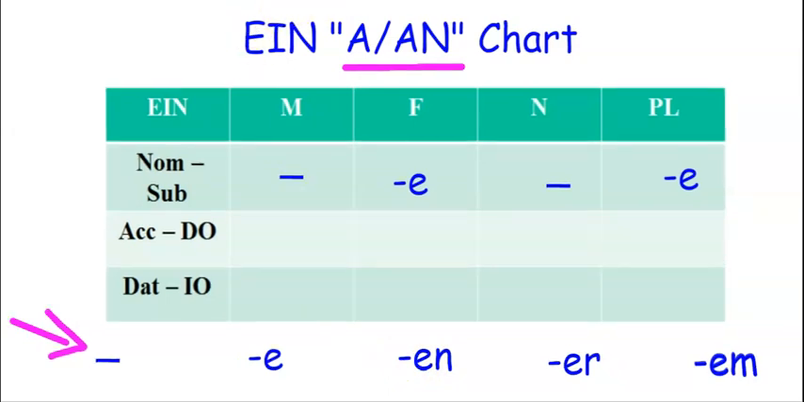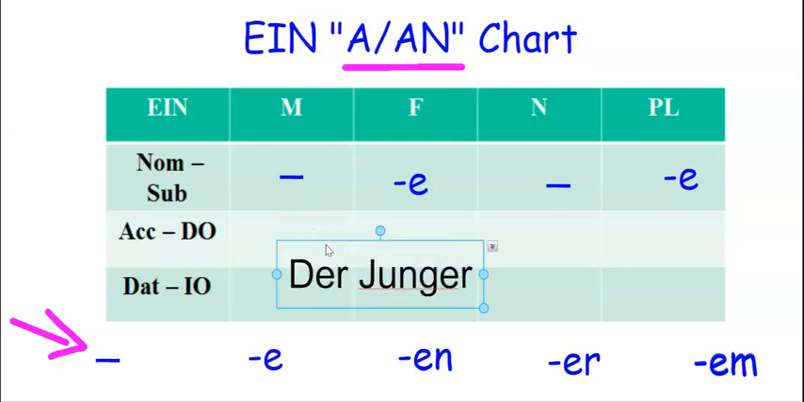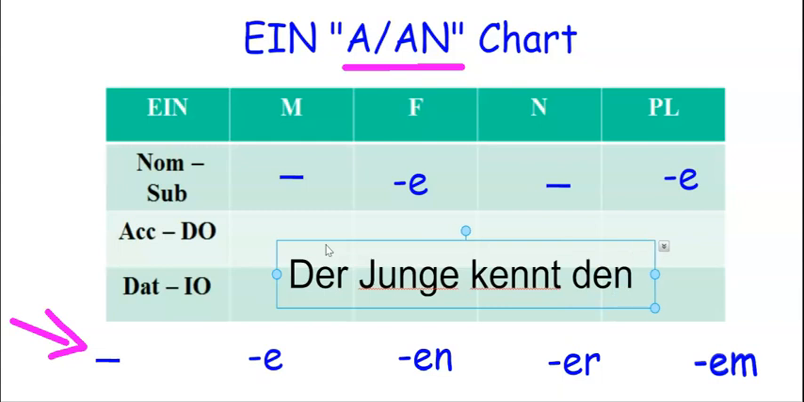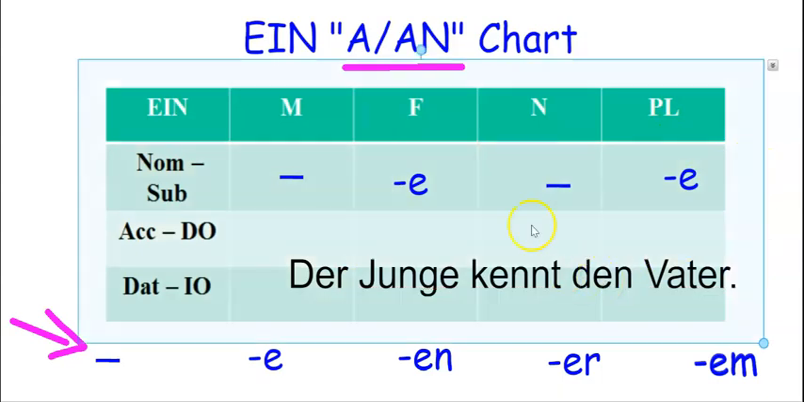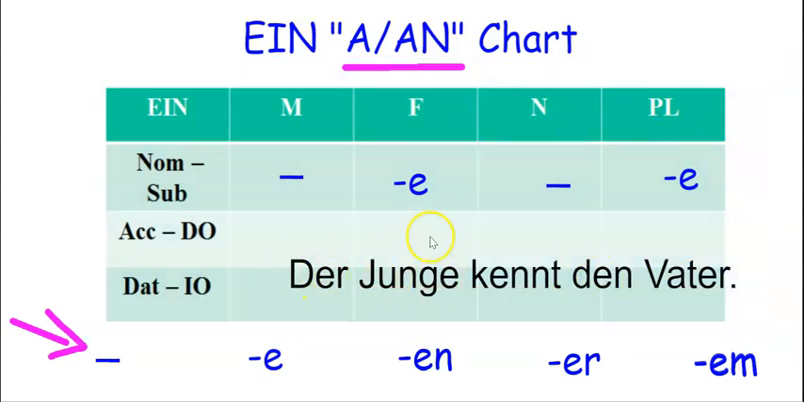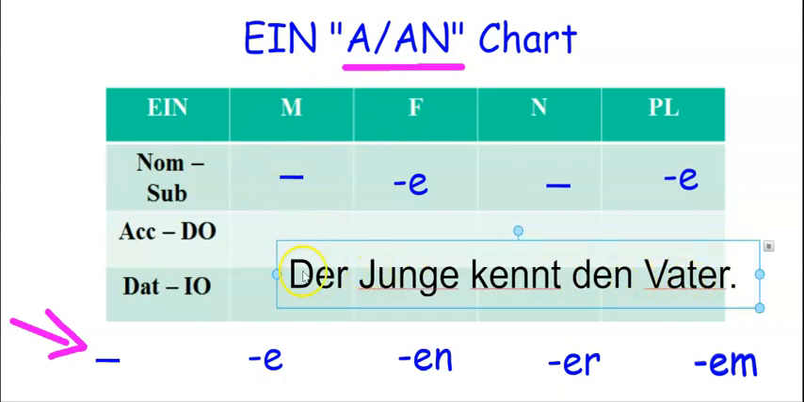The accusative case is used with the direct object. So I'm going to go ahead and write a sentence here. Der Junge kennt den Vater. The boy knows the dad. So in the context of this sentence, we have the boy, which is masculine, and we have Vater, which is also masculine. So this is using the thes. We're going to go ahead and change that to our EIN words in just a second.